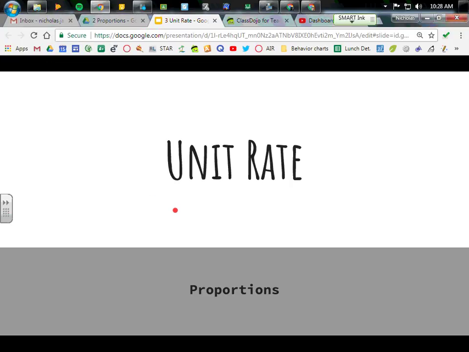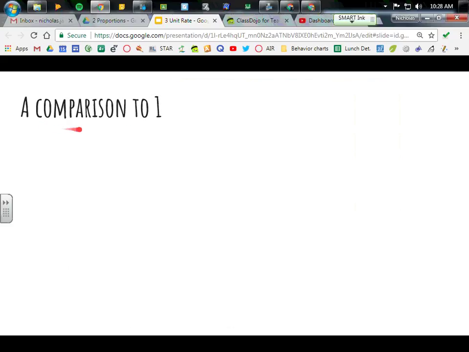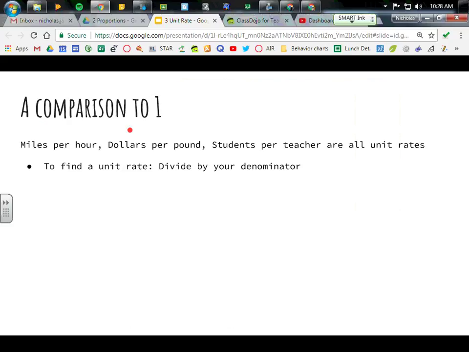All right, guys. So unit rate is a big idea when it comes to proportions, and it's very important to know how to find a unit rate and how to use it to find other values. So let's dive into it. So what is a unit rate? It's a comparison to one.